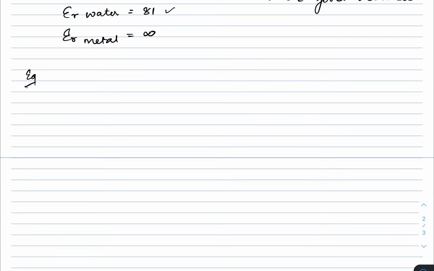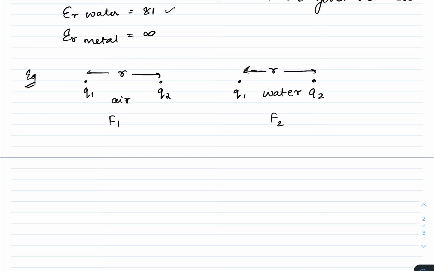Let us take an example. Say I have considered two charges, Q1 and Q2, kept at a separation r in air, and then the same charges Q1 and Q2 kept at the same separation r, and now the medium is water. If the force in the first case is F1 and the force in the second case is F2, then the relation between F1 and F2 will be, right?